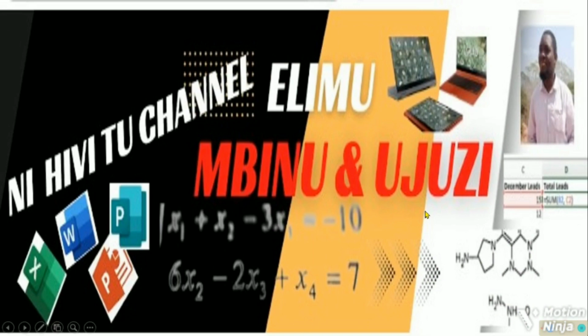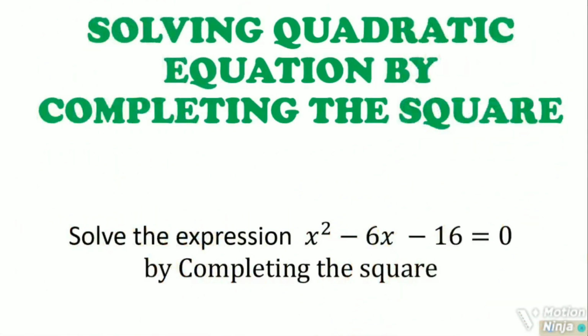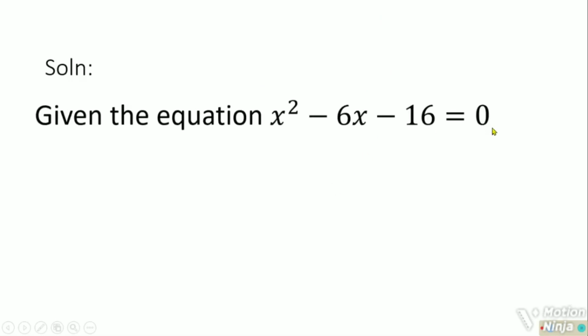Hello, we have a question here which states: solve the expression x squared minus 6x minus 16 is equal to 0 by the method of completing the square. So let us go to the question.